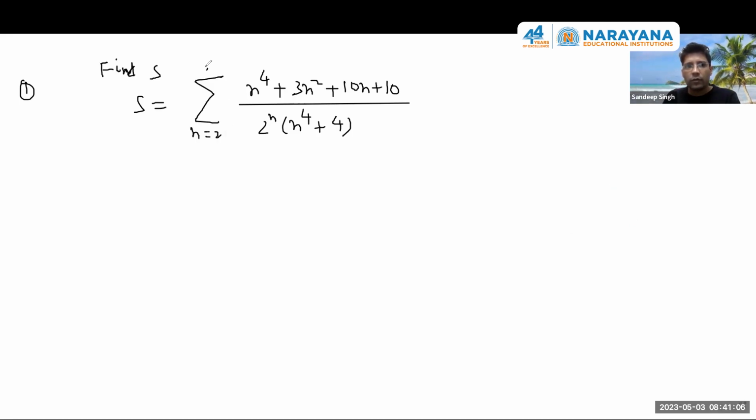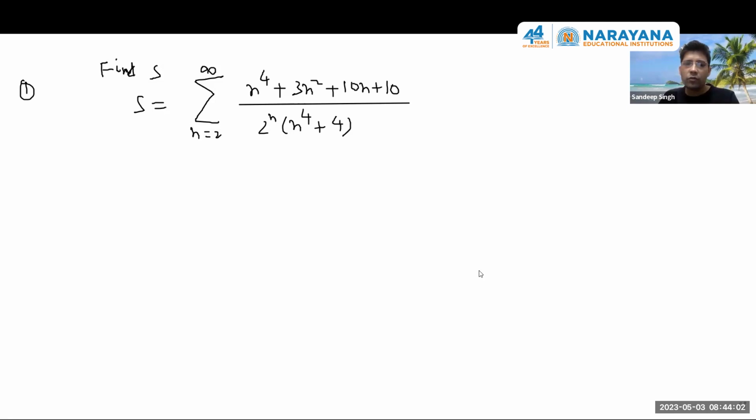Get the value of this summation. Okay, Ved Prakash, you tell me. Sir, I tried to remove the 10 power 4 term from the numerator, and then the other quadratic part, trying to divide it into two quadratic parts, which will divide n power 4 plus 4. Which will divide n power 4 plus 4, yes.